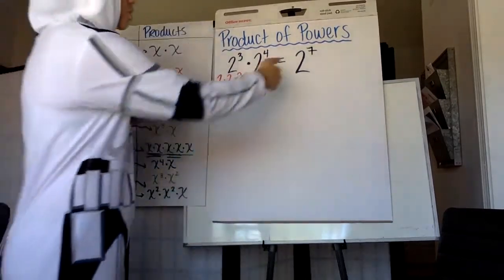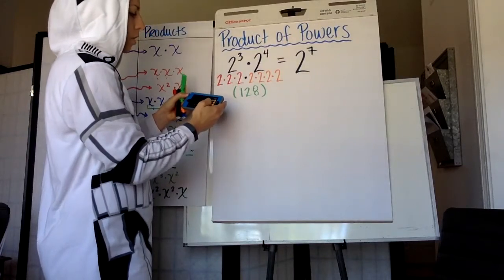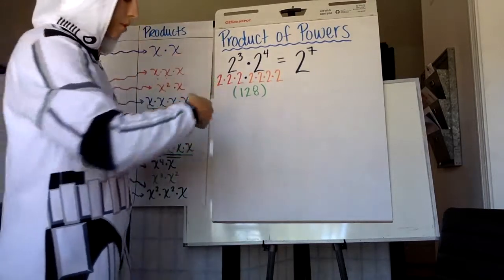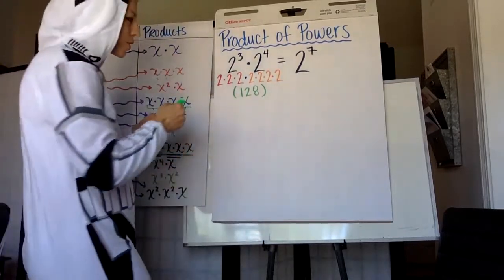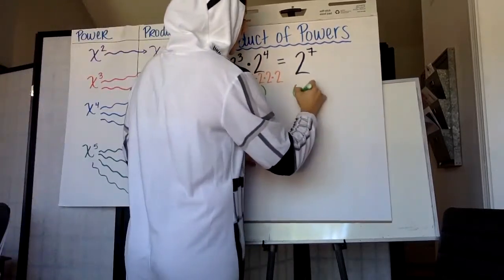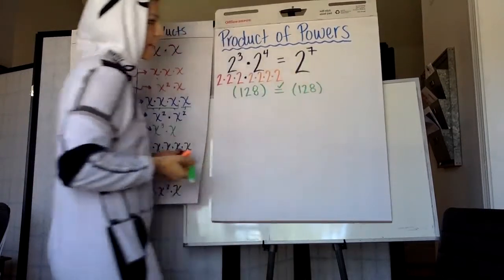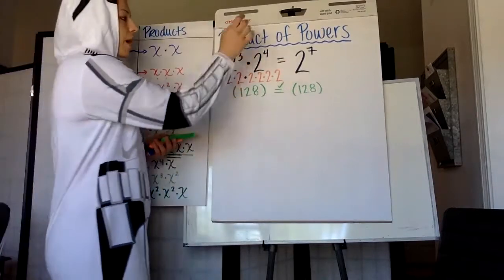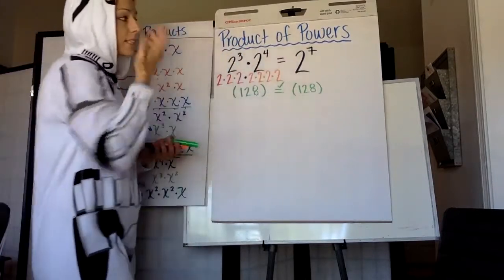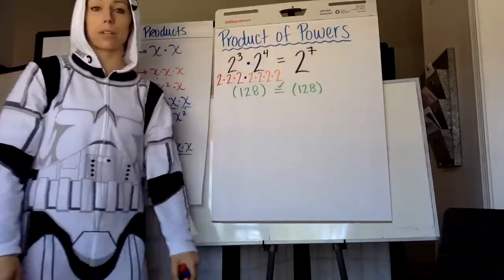Now let's see what 2 to the power of 7 is. 2 to the power of 7, or you could just write 2 times 2 times 2. Also, on my calculator, which you can't really see, it's also 128. Does 128 equal 128? Yeah, it does, which means these are equivalent. 2 to the 3rd power times 2 to the 4th power is essentially 2 to the 7th power. That's called product of powers.